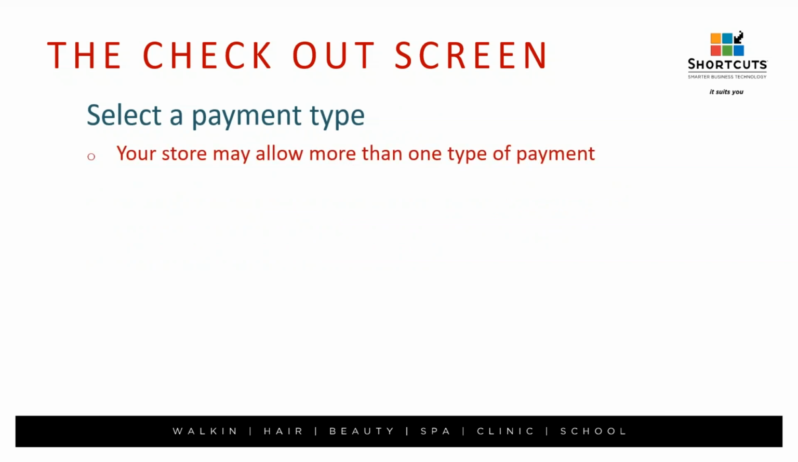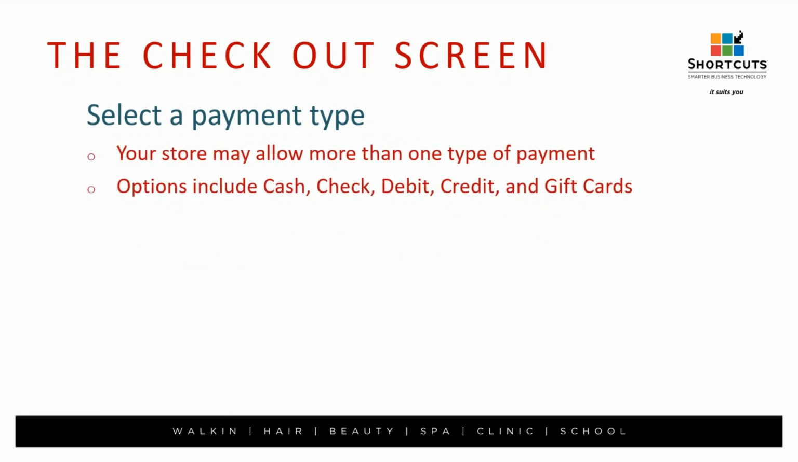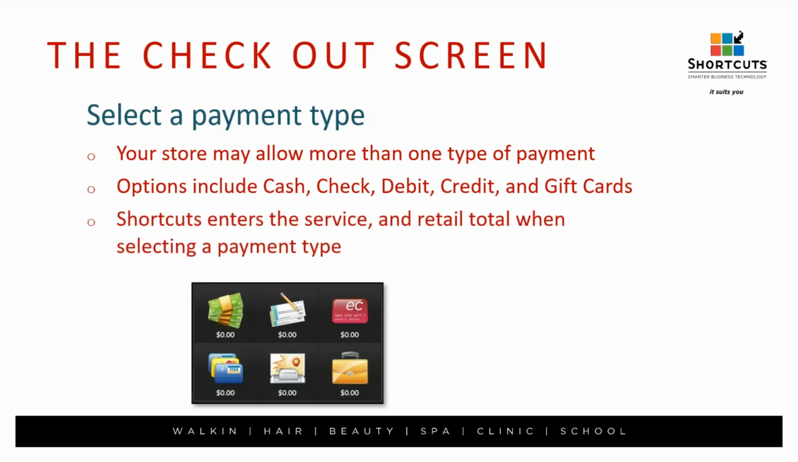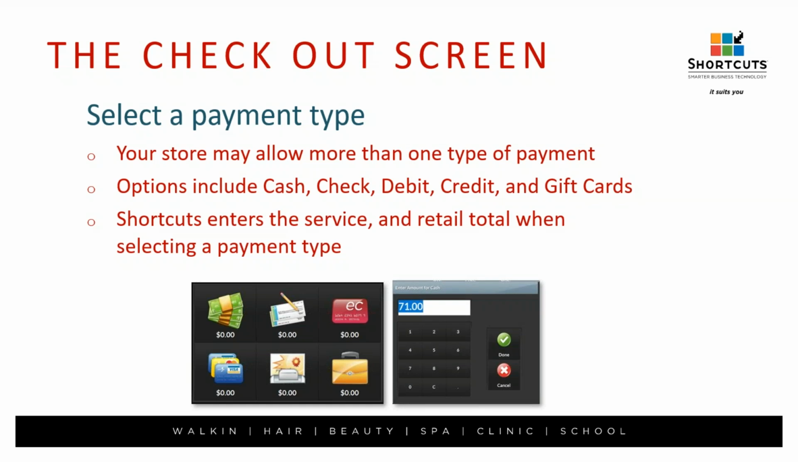So once the customer's in the point of sale, once you've selected an upsell service or product, now you tell Shortcuts, how is the customer going to pay for this? So there are multiple options for payment in Shortcuts. You may not necessarily have all of these enabled. So your business can actually choose what you're going to allow.